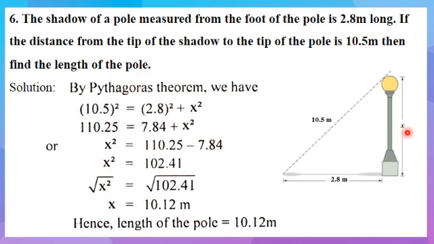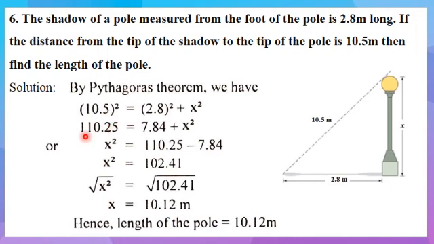Okay, so according to the Pythagoras theorem, because it is a right angle triangle and the right angle is with the pole and with the shadow, base square plus perpendicular square is equal to hypotenuse square. Our base is 2.8, so the square of this plus square of x is equal to 10.5, which is our hypotenuse. Okay, now apply the squares on the values.